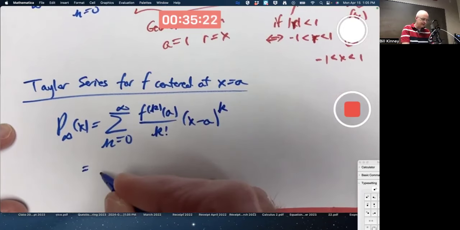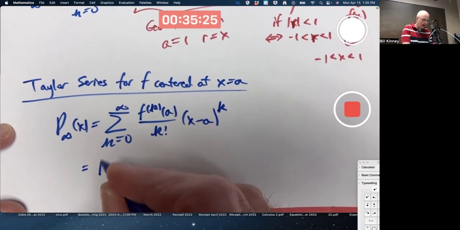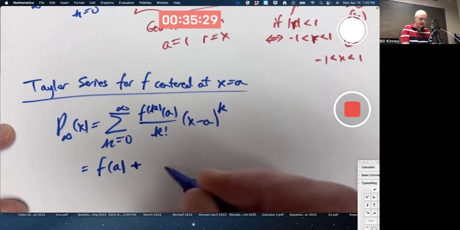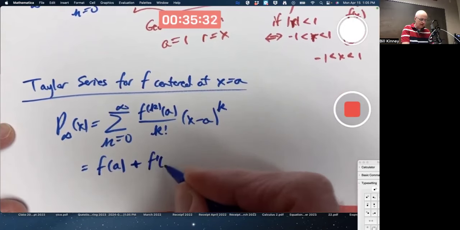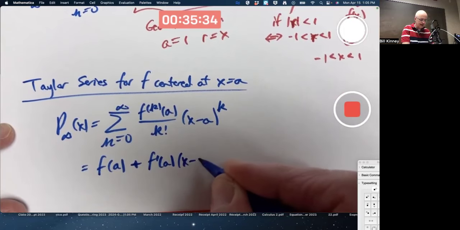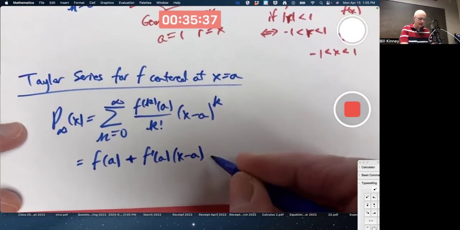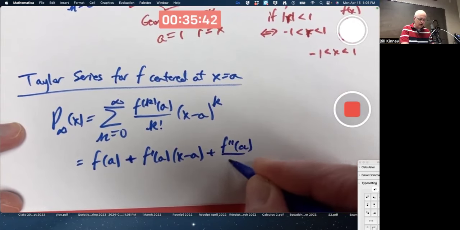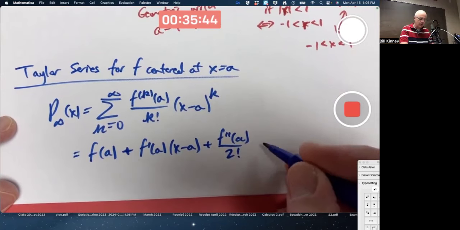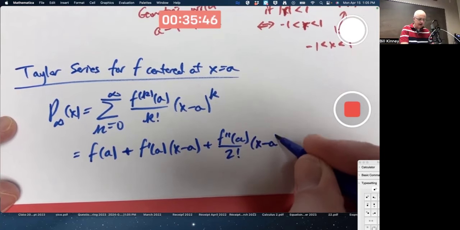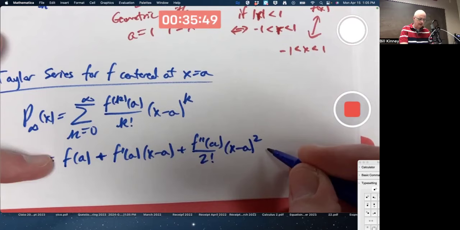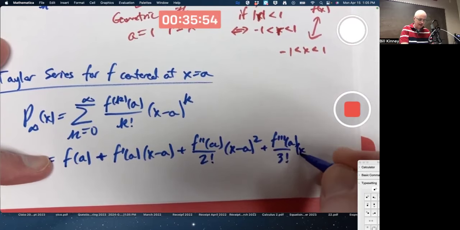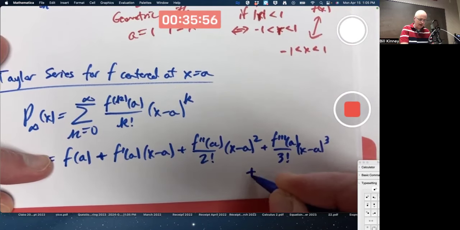And if you write that out, since 0 factorial is 1, you get f of a for the first term. Since 1 factorial is also 1, you get f prime of a times x minus a for the second term. 2 factorial is 2, so I could write the 2 factorial there as a 2, but I will leave it as a 2 factorial. Then f triple prime of a divided by 3 factorial x minus a cubed, etc. forever and ever.